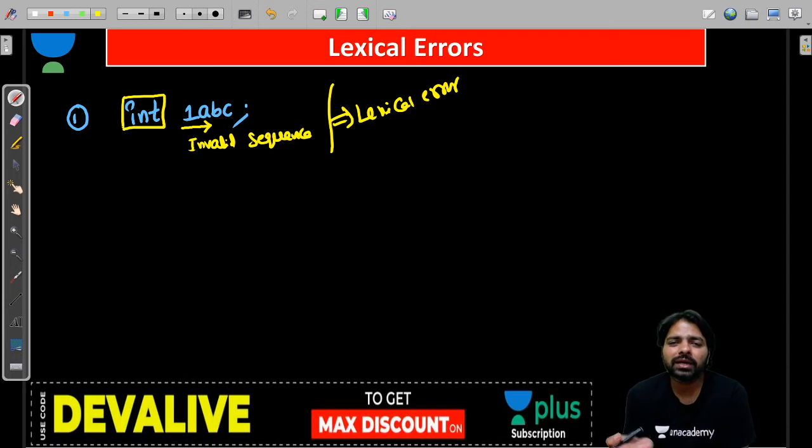Compiler is a program, it knows already everything what you write, so it is not able to understand your sequence, so it says invalid sequence, invalid character sequence. Yeah, it's a lexical error.